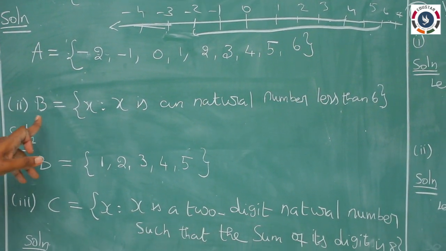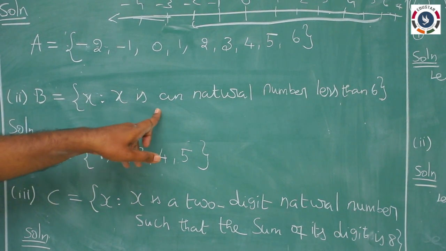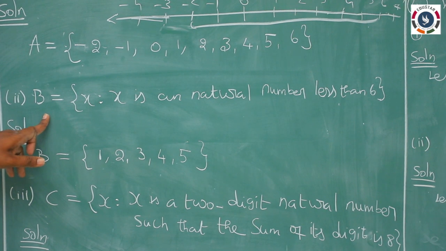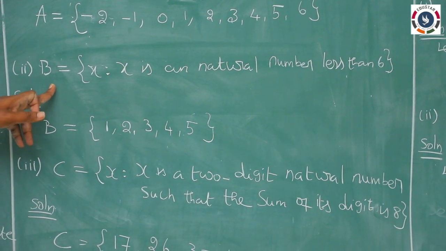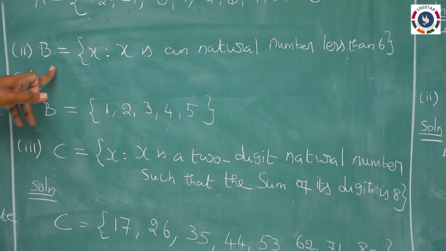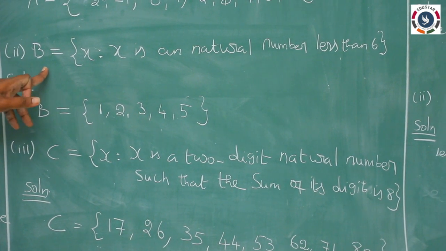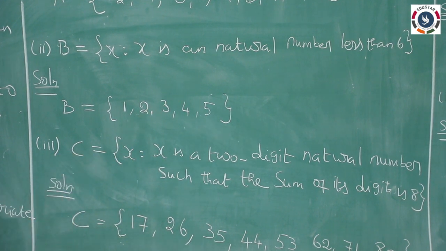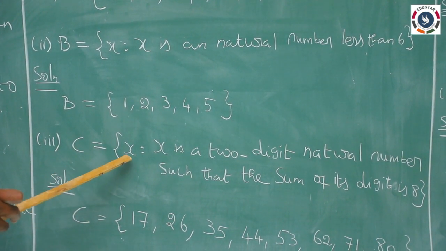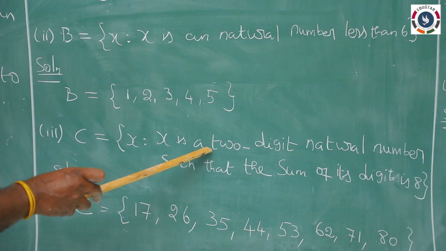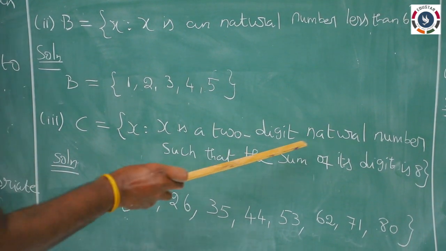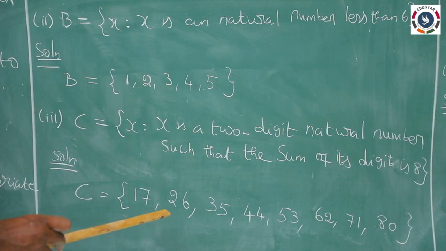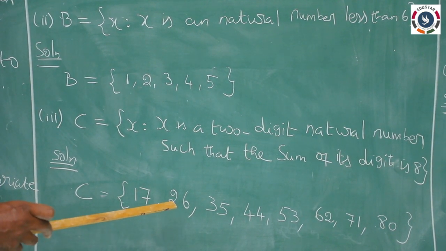So, next problem: x is a natural number less than 6. The natural numbers are 1, 2, 3, 4 and so on. The values less than 6 are 1, 2, 3, 4 and 5. So, next problem: C equals {x such that x is a 2-digit natural number and the sum of its digits is 8}. The 2-digit natural numbers are 10 to 99.